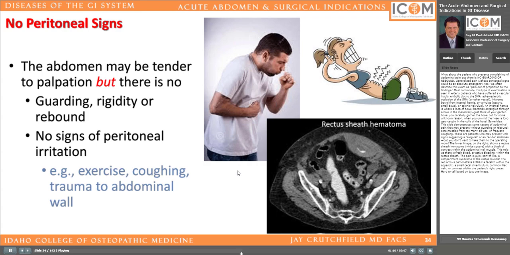Sore muscles from too many sit-ups or frequent coughing. These are patients who may present with signs suggesting a surgical or an acute abdomen, but you don't want to take them to the operating room. The lower image on the right shows a rectus sheath hematoma, the white square, with a blush of contrast within the abdominal wall muscle. This tells us that there is fresh blood or active bleeding within the rectus sheath. The pain is akin, sort of like a compartment syndrome of the rectus muscle.